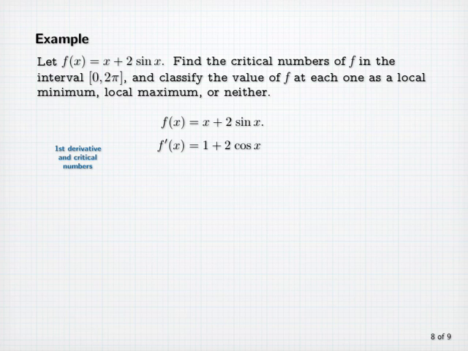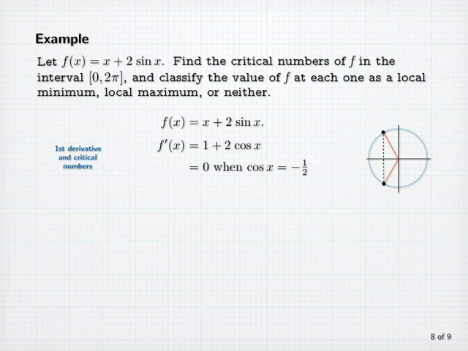F prime of x is 1 plus 2 times cosine x, and that's equal to 0 when cosine x has a value of minus 1/2. So let's think about the unit circle and what angles between 0 and 2 pi give a cosine value of minus 1/2. Those angles are our critical numbers, and they are 2/3 pi and 4/3 pi.